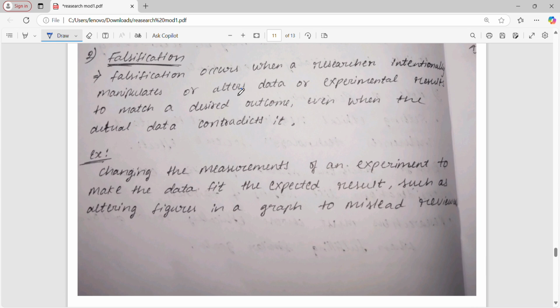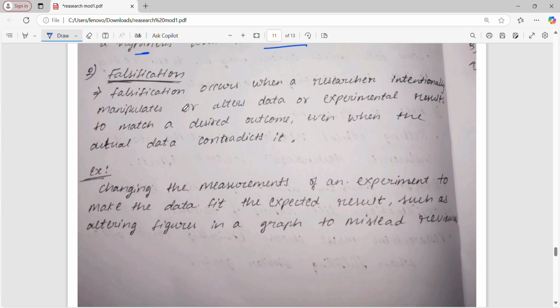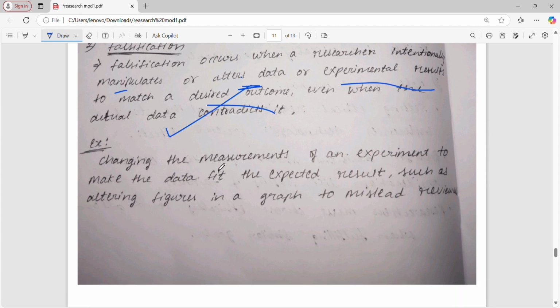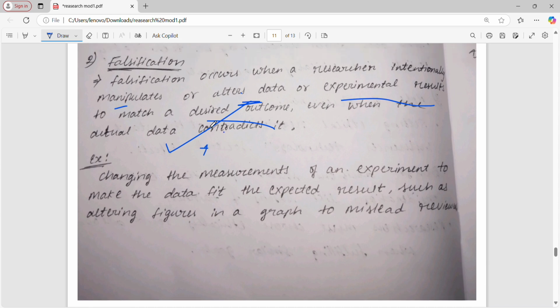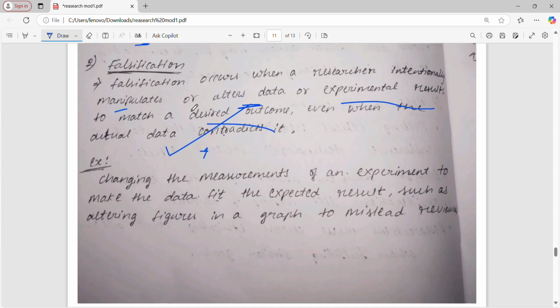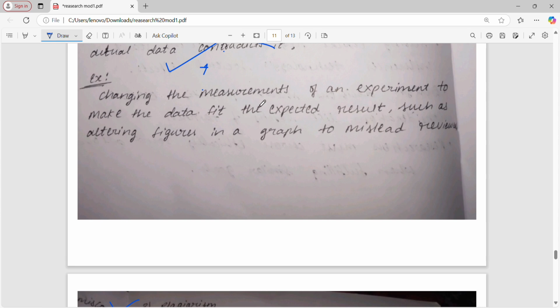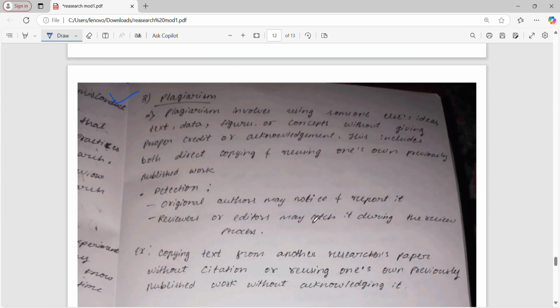Next, falsification, where false information is provided. Falsification occurs when the researcher intentionally manipulates or alters data or experimental results to match the desired outcome, even when the actual data contradicts this. Even if the actual data does not support the hypothesis, they will alter it and show that it matches the desired outcome, and then submit it. For example, changing the measurements of an experiment to make the data fit the expected result, such as altering figures in a graph to mislead reviewers.